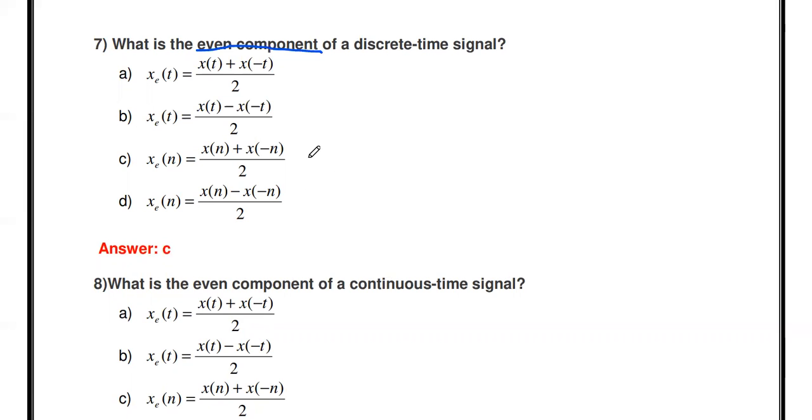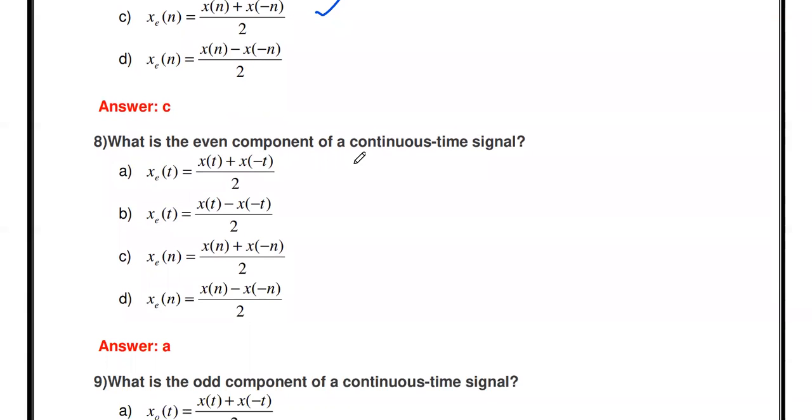Okay, so in this, the correct one is C. The even component x e of n is calculated as x of n plus x of minus n divided by 2. So we have to add the original signal with the folded version and divide by 2, and this gives the even component of the discrete signal. Similarly, if you are subtracting, x of n minus x of minus n divided by 2, this is the odd component. So this is the correct answer, x e of n.